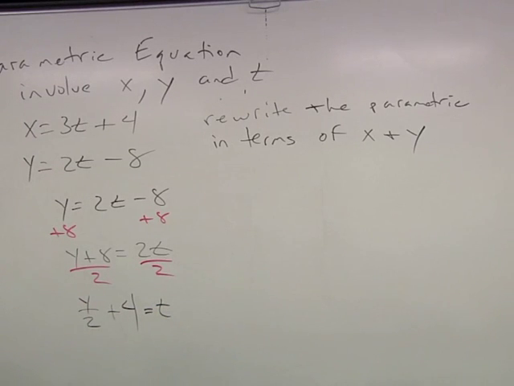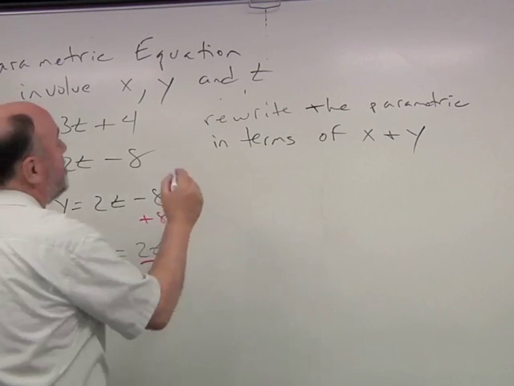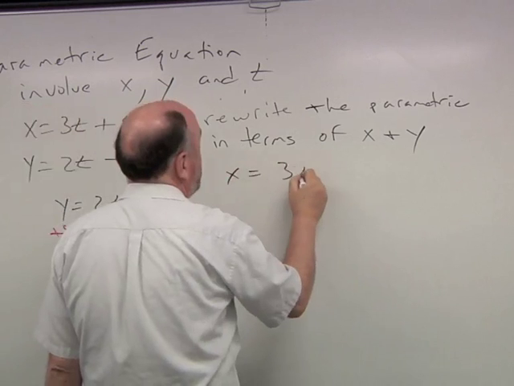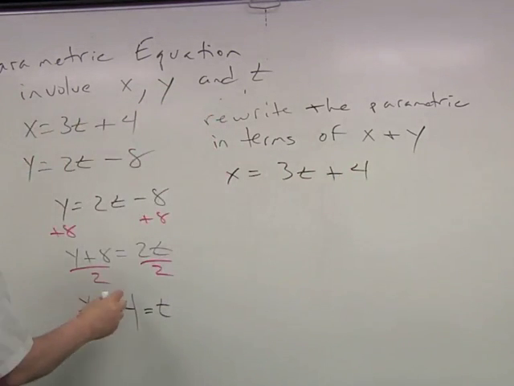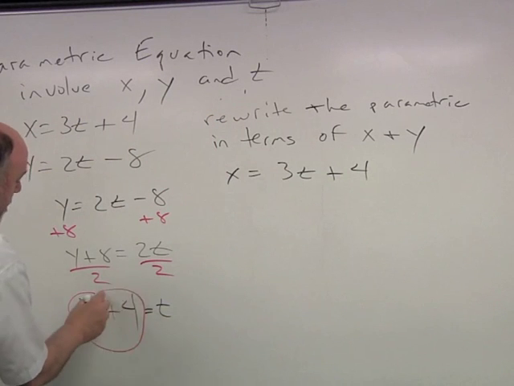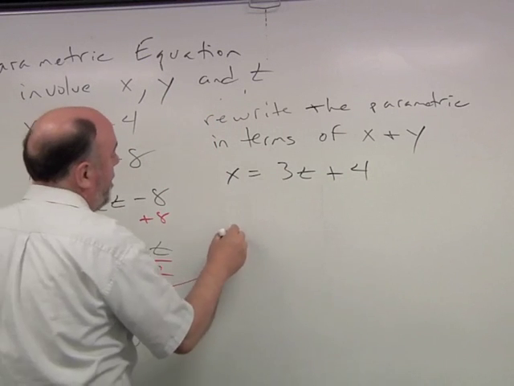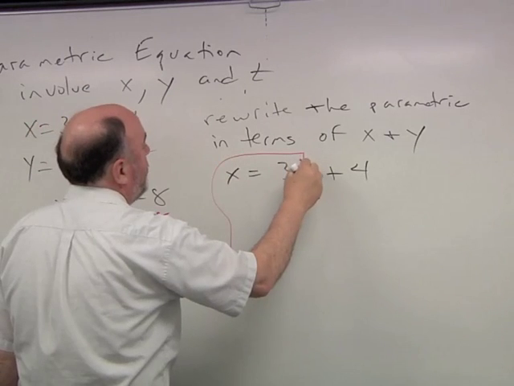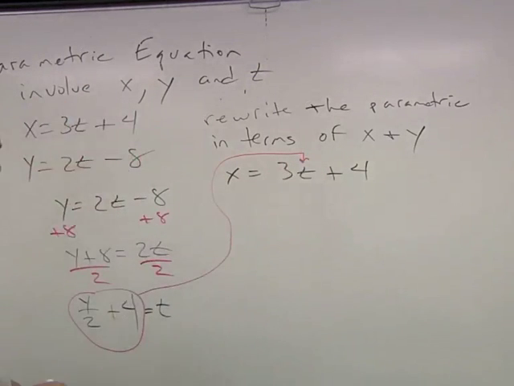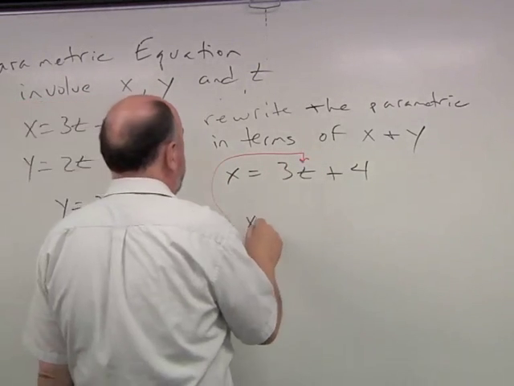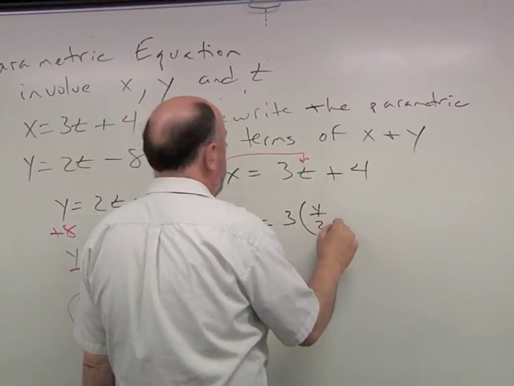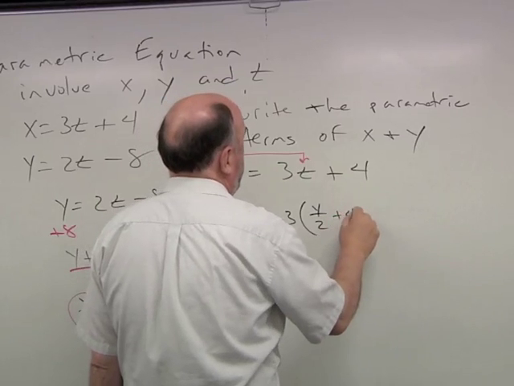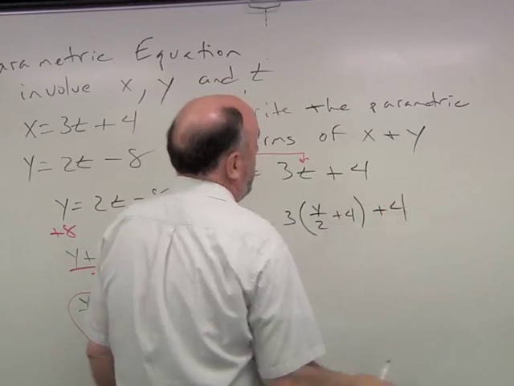So now we can take that and we can substitute. Right? So we had our x equation, which was x equals 3t plus 4. We now know that t is given by this, and so we can plug it in there for t. And so we get x is going to equal 3 times (y over 2 plus 4) plus 4.